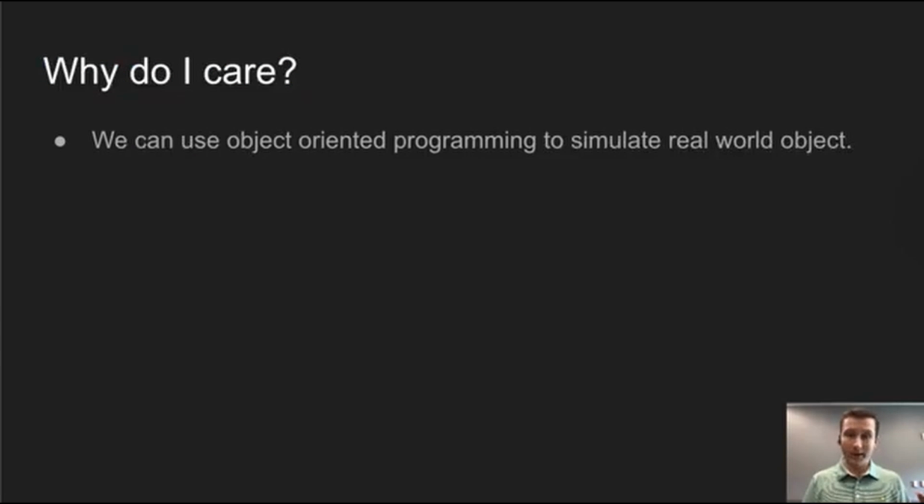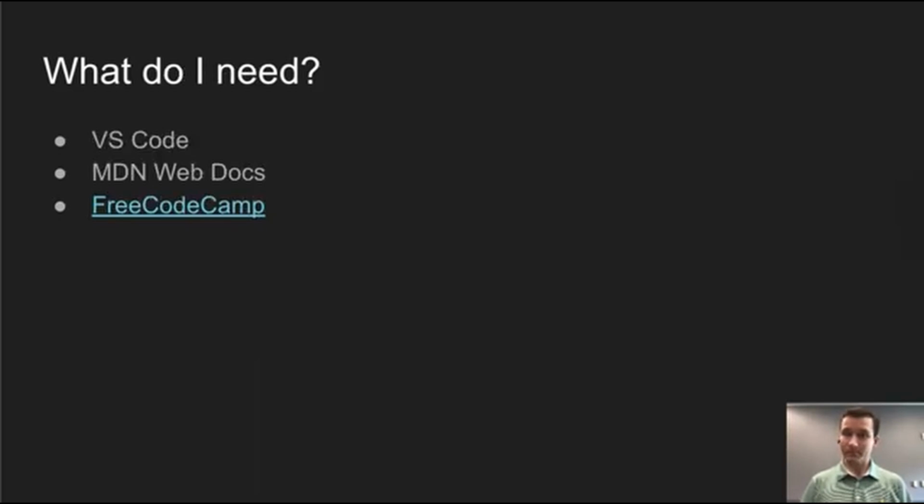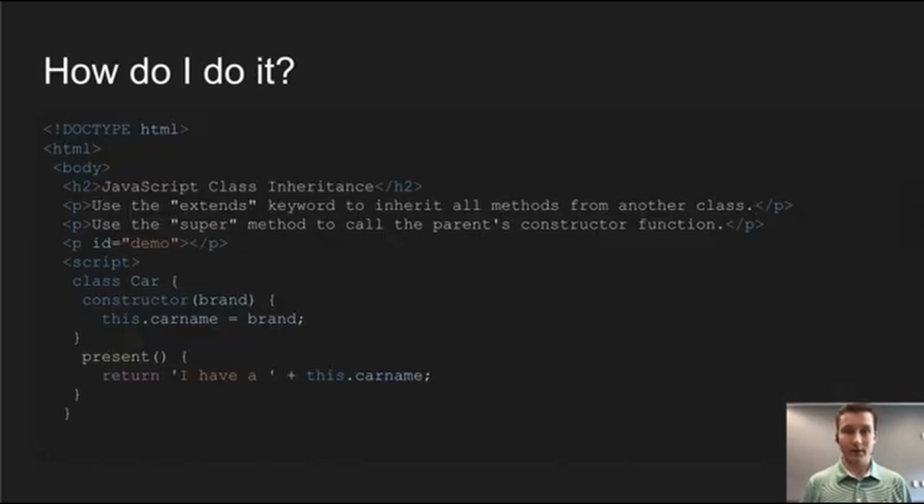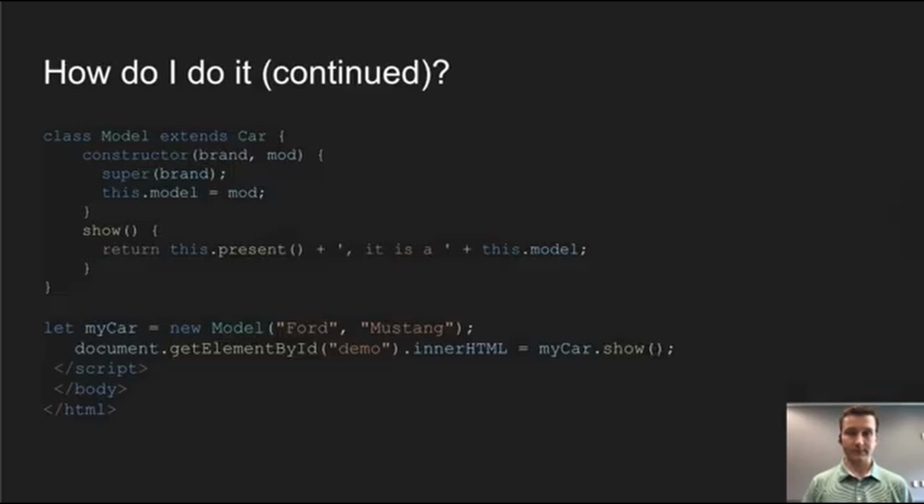So why do I care? We can use object-oriented programming to simulate real-world objects. What do I need? VS Code, Mozilla Developer Documentation, Free Code Camp. How do I do it? Take this example and add a new property to show the style of a car.